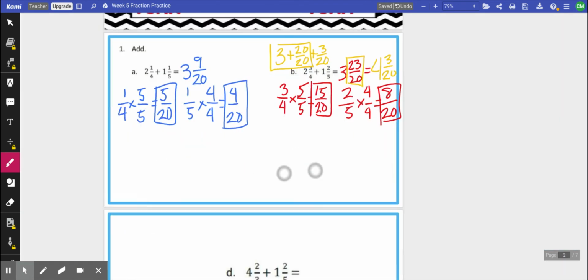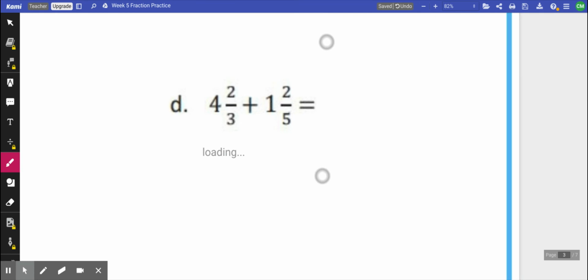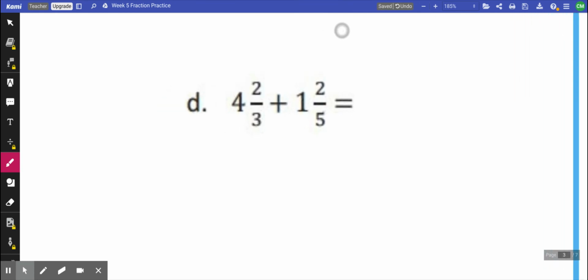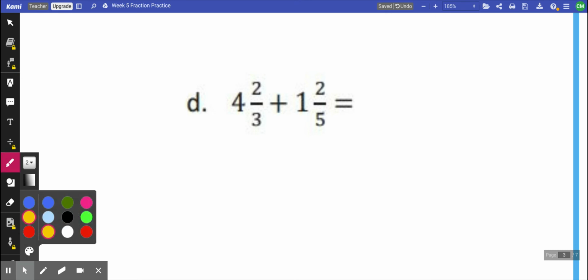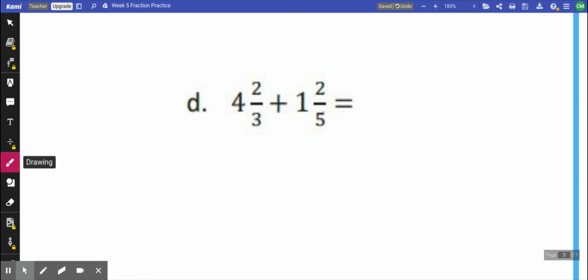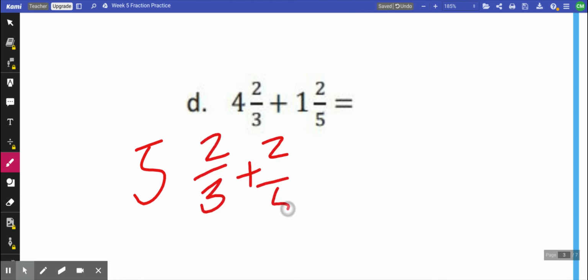The last problem that we're going to look at today is 4 2/3 plus 1 2/5. See if you can solve this on your own. What answer did you get when you added 4 2/3 plus 1 2/5? I got 5, and then I'm going to add 2/3 plus 2/5.